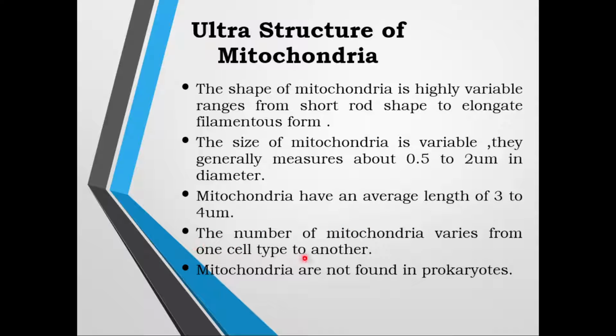The number of mitochondria varies from one cell type to another. As the type of cell changes, the number of mitochondria will change in that cell. Mitochondria are not found in prokaryotes. This is the major point. You should know that in prokaryotes no mitochondria are seen or found. So this is all about the general structure or morphology of mitochondria.